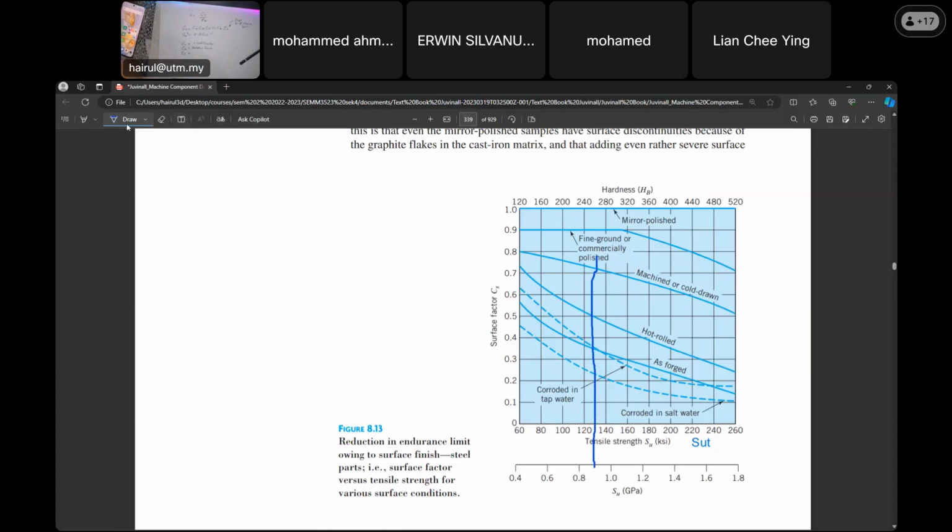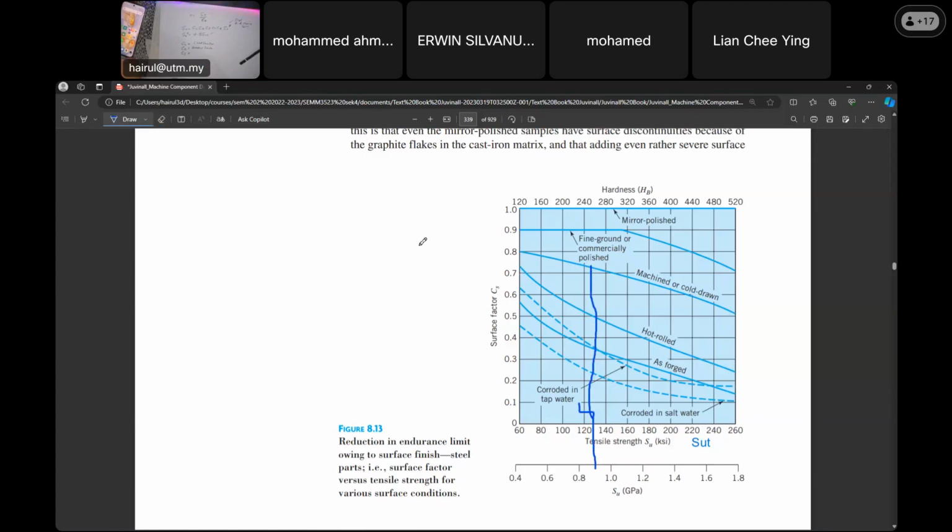Can you see, class? Sorry, my line is not good. The way I try to show you, you make a straight line here. Understand that? Let's say the value is 850 megapascal, so 0.85. Let's say 900. You bring it up until it intersects with the machined curve. So what is the value? Between 0.7 and 0.8. So it will be 0.74.